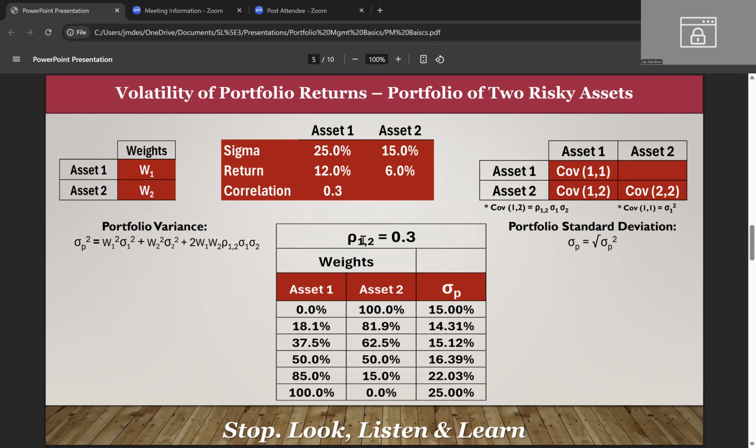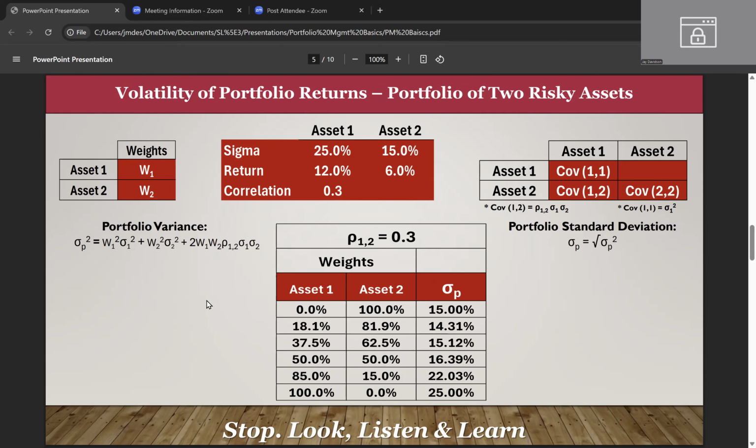When I say risk, that is usually referring to volatility, and volatility is referring to the standard deviation of the return. So basically, risk, standard deviation of returns, and volatility are all synonyms, so they're used interchangeably. And here we're going to be looking at the volatility or the standard deviation of the portfolio returns, right?